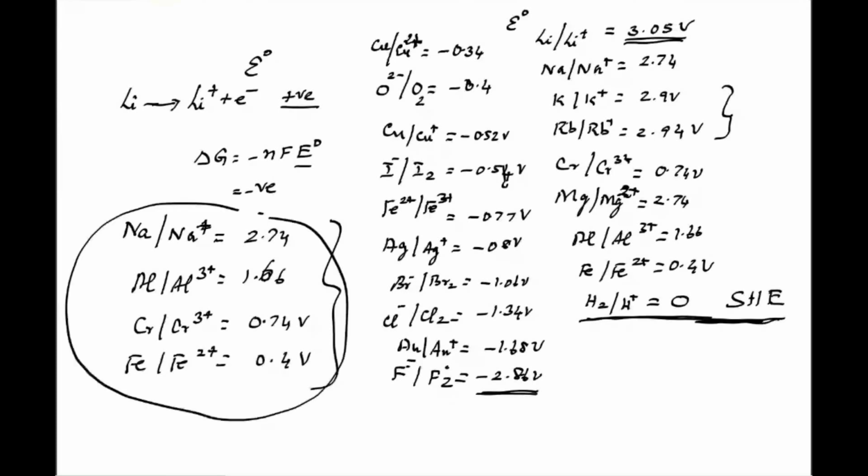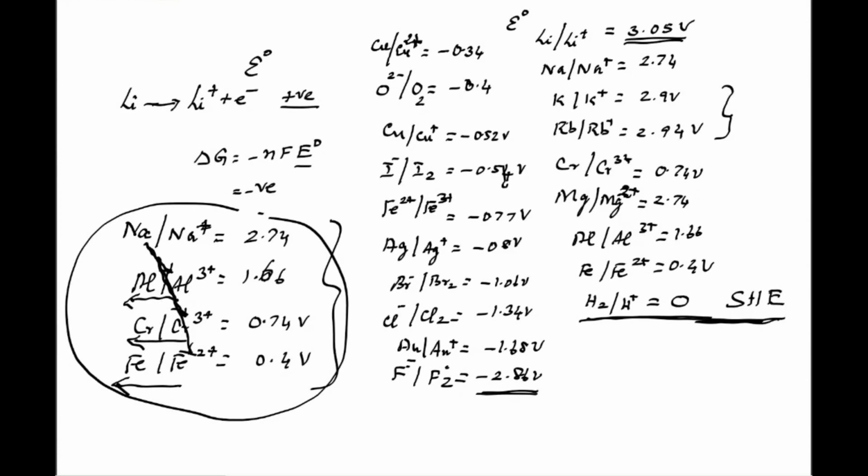How to see this? Here, sodium going to Na plus is a reducing agent. It is moving downwards. Sodium reacts with aluminium 3 plus to give back aluminium. Therefore, sodium can reduce chromium 3 plus to chromium. Sodium can reduce iron 2 plus, and iron 2 plus is converted to iron.